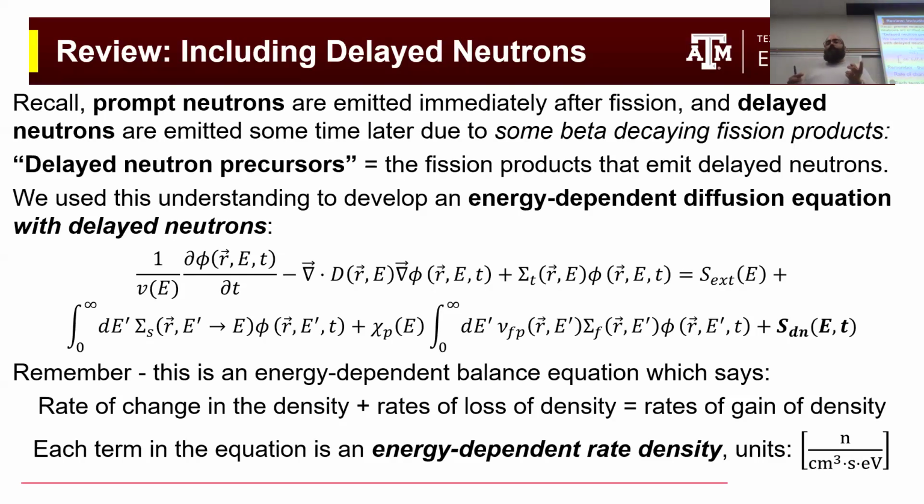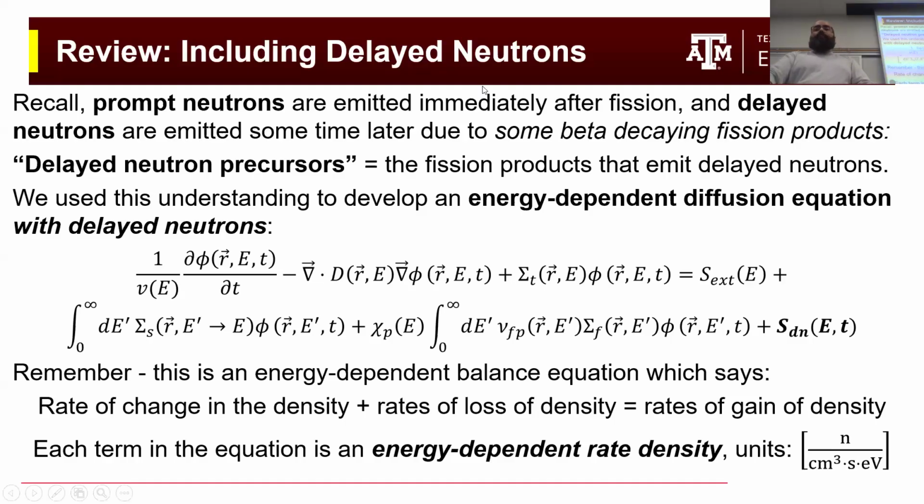So last time we started talking about time dependence, and the main thing that was affecting our discussion about time dependence was that we hadn't separated the prompt neutrons, which come immediately out of fission, from the delayed neutrons, which come out of the decay of fission products that might be seconds or minutes later from the fission event. So we talked about delayed neutrons. We mentioned that they come from delayed neutron precursors, which are the fission products that emit these delayed neutrons.